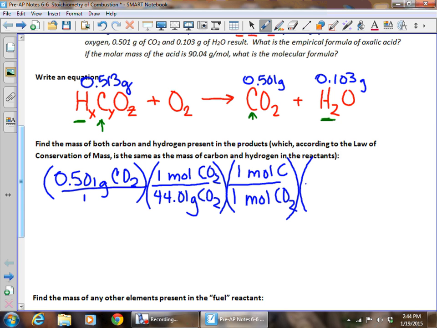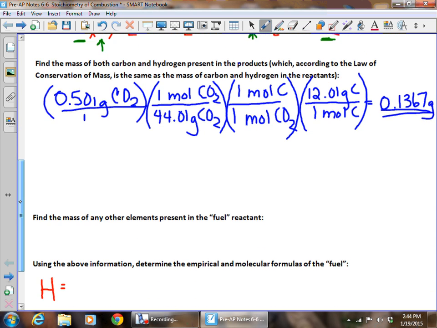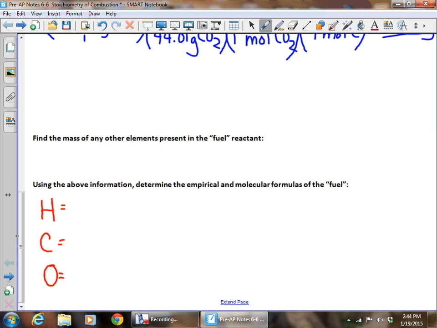And now for mass, we need these to be in masses, 12.01 grams of carbon per mole of carbon. We just need the carbon part. And we end up with 0.1367 grams of carbon that we have found. Now think about what we just found. We just found a piece of the puzzle. Now carbon's our second one down here. We don't want to make that mistake of putting it in the wrong place. 0.1367 grams of carbon.